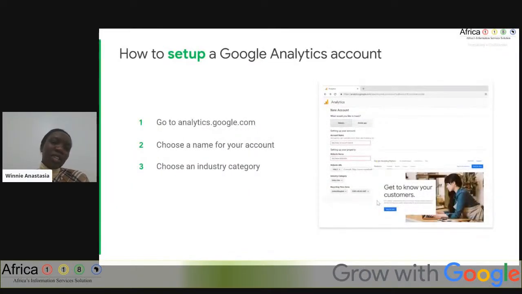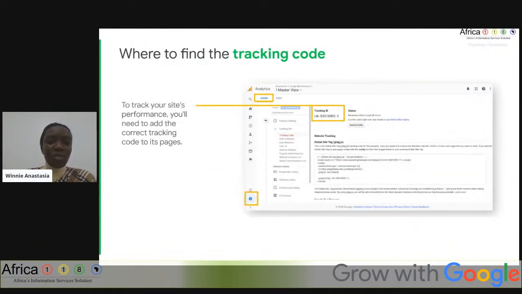So you make sure you choose an industry. If you are in the fashion industry, you get to choose that. So now you have to put a tracking code. So what is a tracking code? Tracking code is just a specific code about a particular information you want to track.